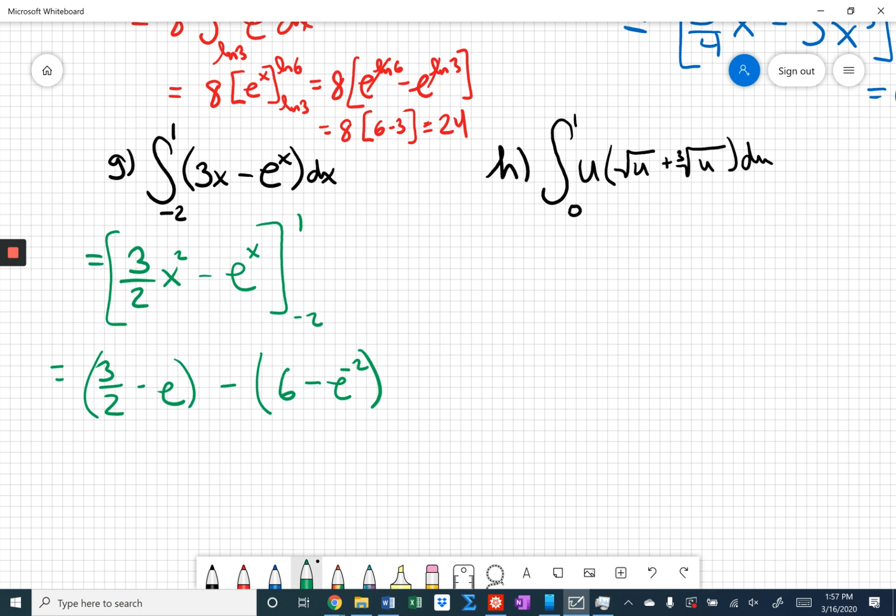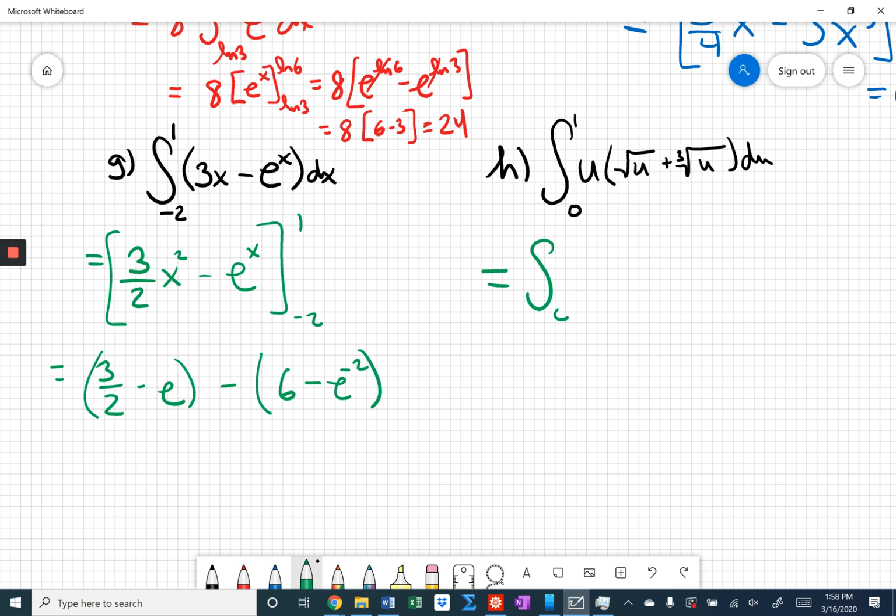Then be careful with letter H. Again, there's no product rewrite for an integral, so you don't want to just go right in and try to separate this into an integral from 0 to 1 of u times an integral from 0 to 1 of root u and u to the 1/3. Do some algebra here first, okay?